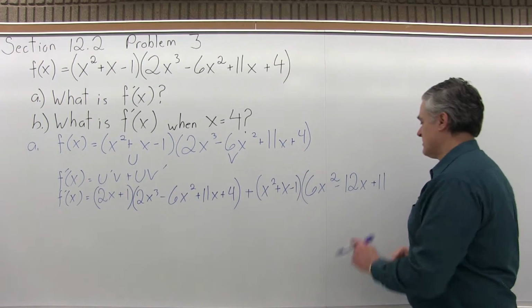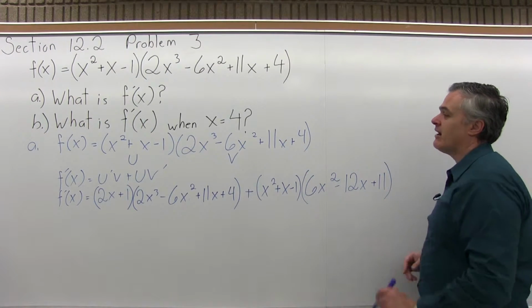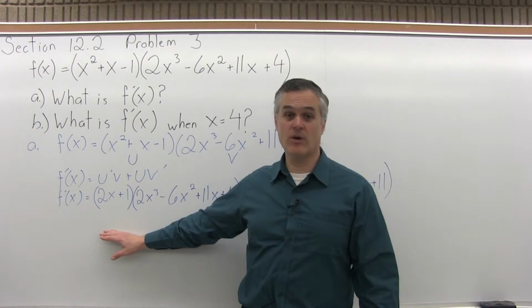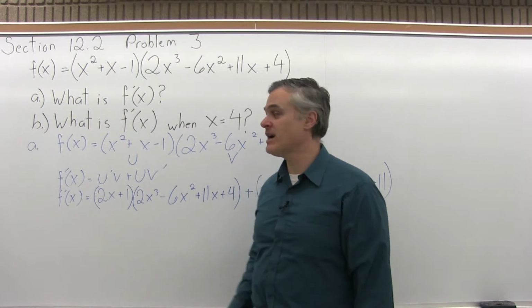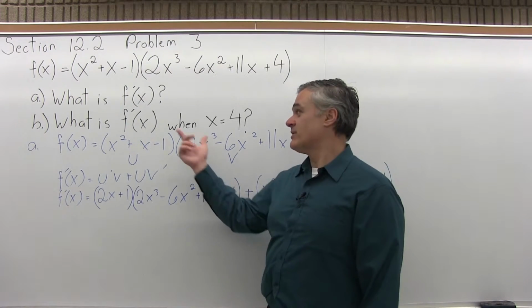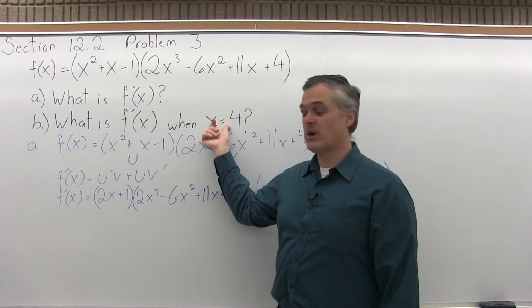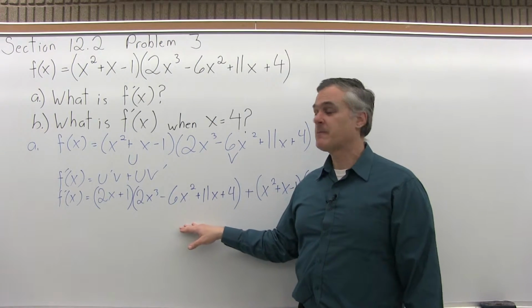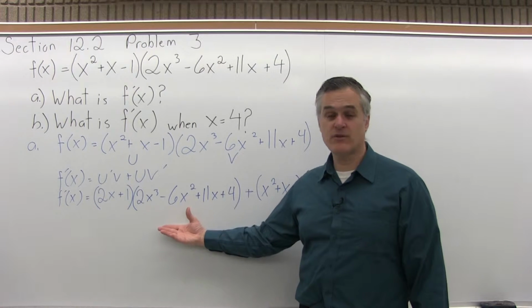So I can just let it go away. And now that's f prime of x. This will tell me the derivative or slope anywhere on the function I want for any value of x. So part B says what is the f prime when x is 4. So this big long thing that could be simplified and cleaned up, I can just plug in a 4. I can plug in the 4 right now.